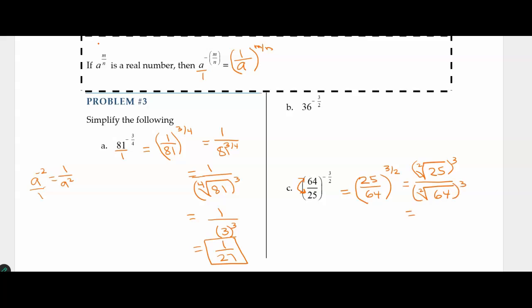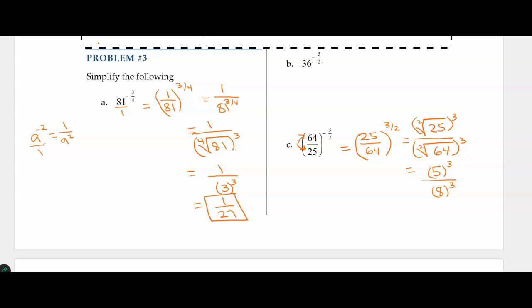So let's see what we get there. Square root of 25 is 5 raised to the 3rd power. And then square root of 64 is 8 raised to the 3rd power. And then it might want you to simplify that more. 5 to the 3rd power is 125. And then 8 to the 3rd power, 8 times 8 times 8 is 512. And then that would be our answer.